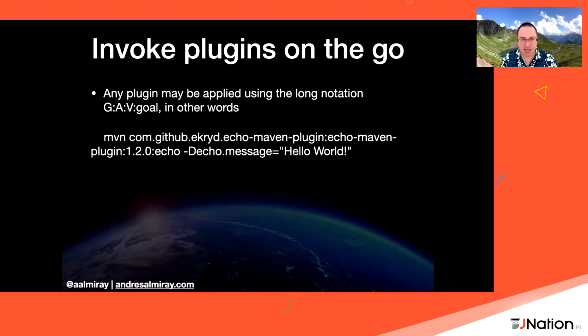So as you know, GAV stands for group ID, artifact ID, and version. So if I wanted to invoke the echo plugin inside any project, I just have to pass in the GAV coordinates. If I omit 1.2.0 as a version, if I just take that out, then Maven will resolve the latest version of the plugin. And then pass it any additional parameters that I may have. In this case, the echo goal expects one parameter called echo message. And now because we know we can pass parameters on the command line, then this should work.